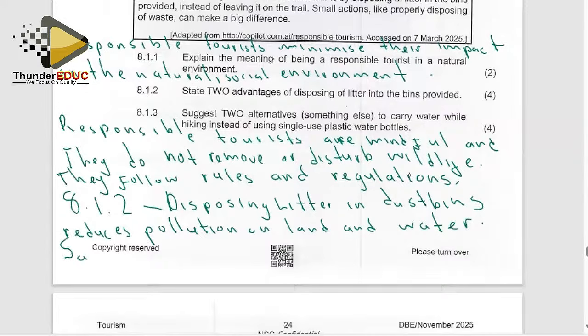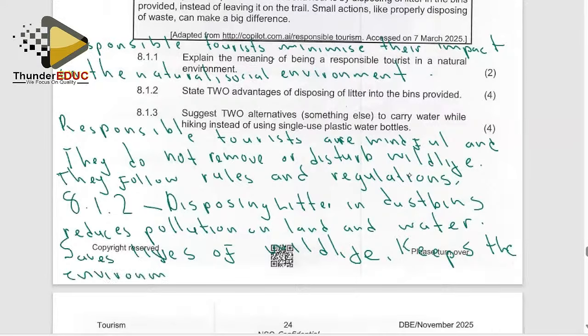It saves the lives of wildlife. Some wild animals would end up eating plastic or other things which are harmful. It actually saves wildlife. Then it is also important to do that simply because it keeps the environment safe and clean. So that is what it does for the environment. Then moving on to the next one.